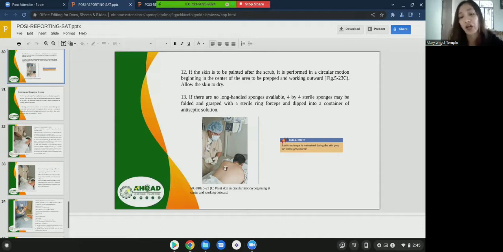13. If there are no long handled sponges available, 4x4 sterile sponges may be folded and grasped with a sterile ring forceps and dipped into a container of antiseptic solution. Figure 5-23, letter C: paint skin in a circular motion, beginning at center and working outward. Callout: Sterile technique is maintained during the skin prep for the sterile procedure.